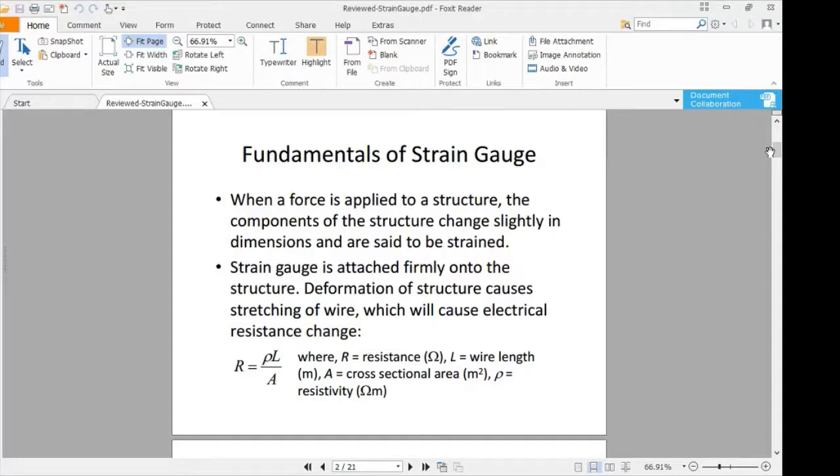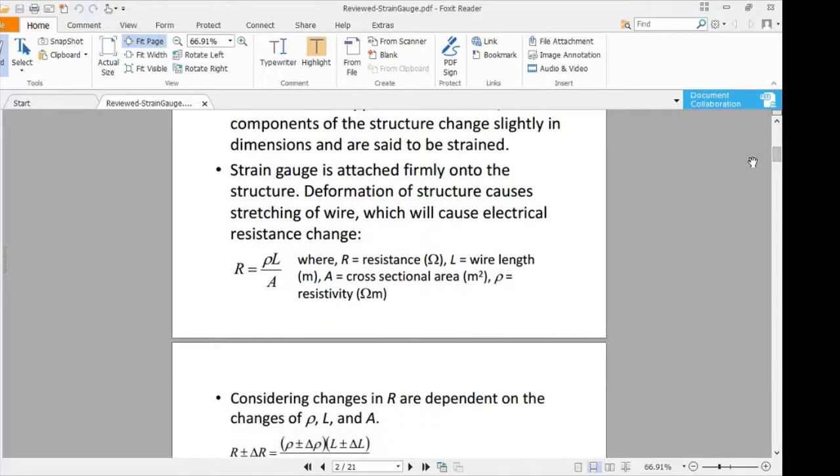When a force is applied to a structure, we know that the components of the structure will change slightly in terms of dimensions, and usually we say that the structure is being strained. The strain gauge is attached firmly onto the structure, and once the structure is deformed, the strain gauge, which has been fixed rigidly onto the structure, will be stretched. Once the wire in the strain gauge has been stretched, it will cause the electrical resistance of the strain gauge to change.